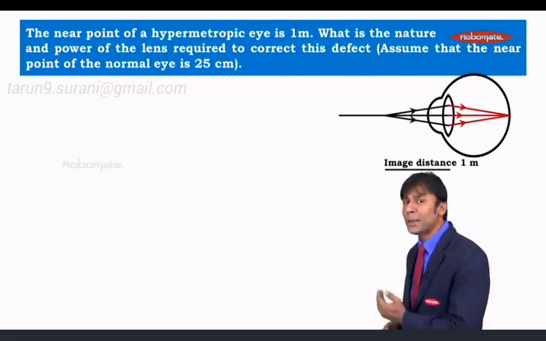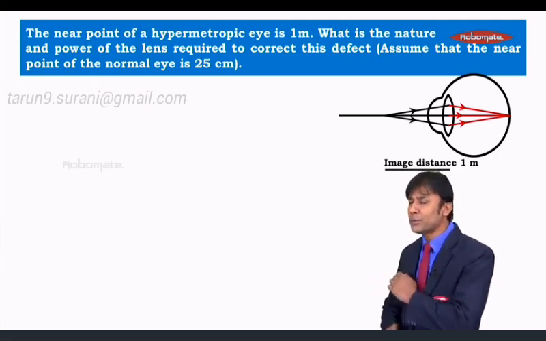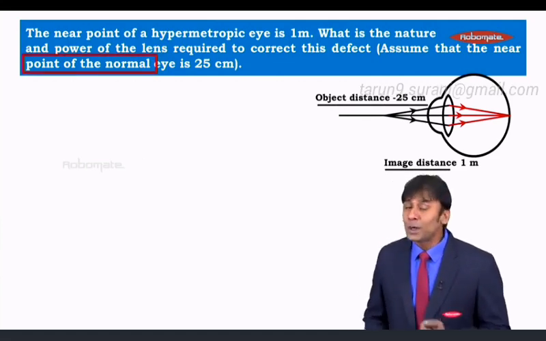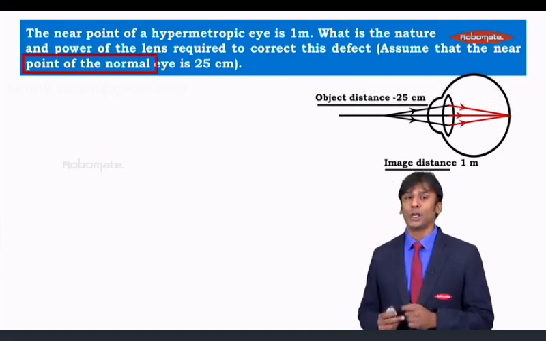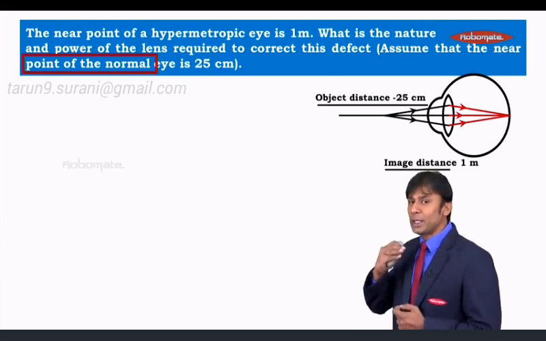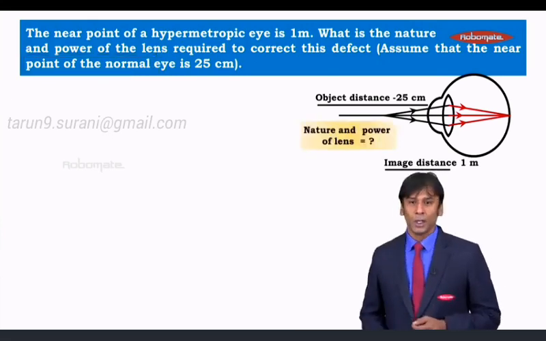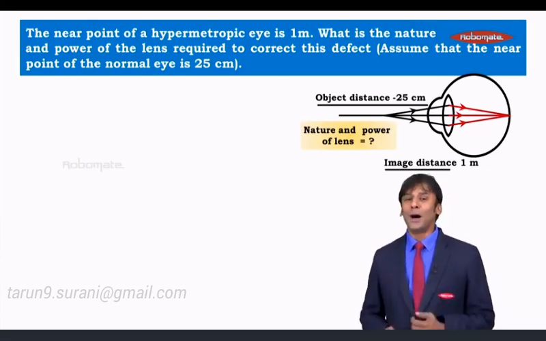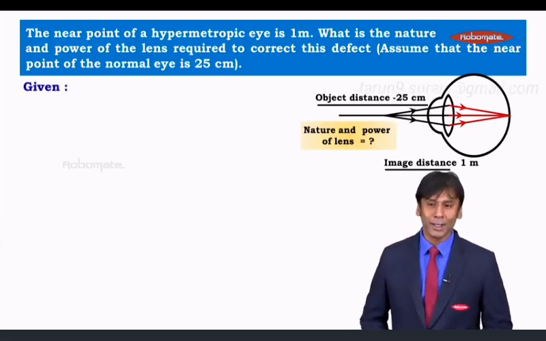That means if an object is kept at 25 centimeter, for this person it should be visible clearly. So what is given is object distance 25 centimeter. As it is to the left, we take it as minus. Now what are we supposed to find in this numerical? We are supposed to find the nature and the power of the lens. So let's start with the sum.